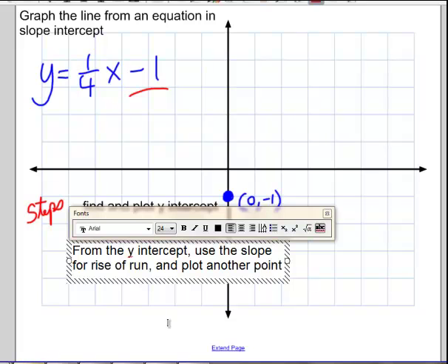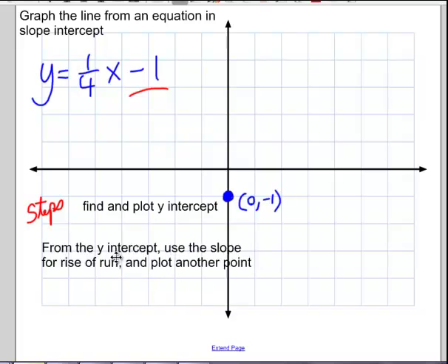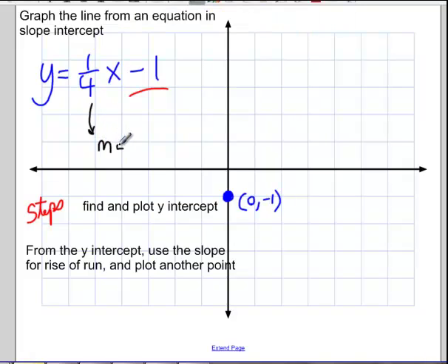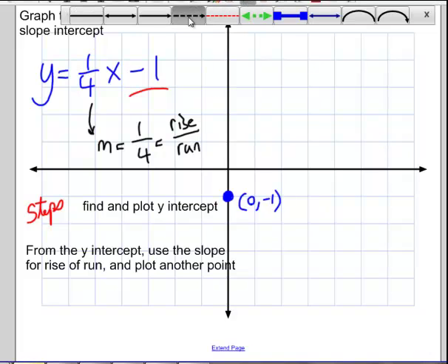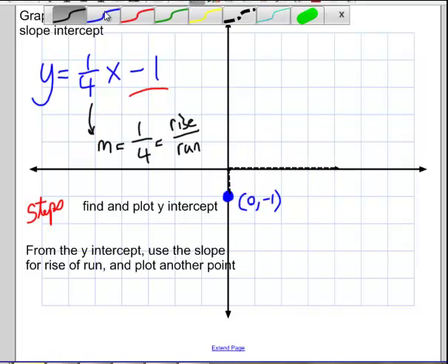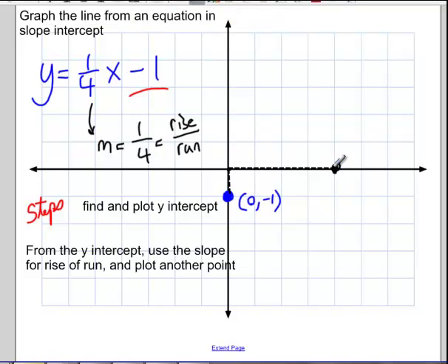So let me explain that. So if we do this, our slope here is 1 over 4. So my slope is equal to 1 over 4. So that means that I'm going to rise 1, and I'm going to run 4. So let's do that. I'm going to rise 1, so that puts me right there. And I'm going to run 1, 2, 3, 4. Rise 1, run 4. That gives me another point.